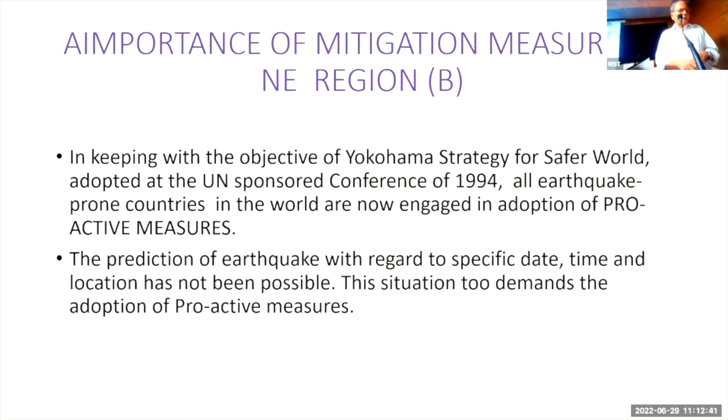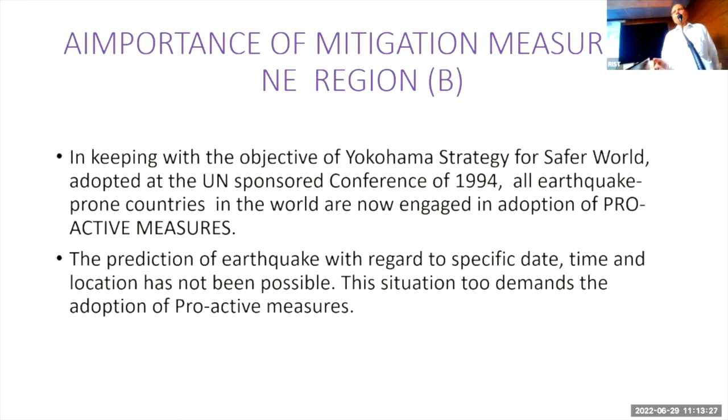In keeping with the objective of the Yokohama Strategy for a Safer World adopted at the UN-sponsored conference of 1994, all earthquake-prone countries in the world are now engaged in adoption of proactive measures. Now here I would like to state, what are proactive measures? There are two types of measures to be taken for the mitigation of earthquake damages. One is called proactive measures. Proactive measures mean the measures to be taken before the occurrence of an earthquake.